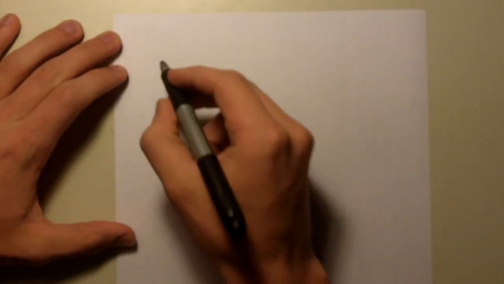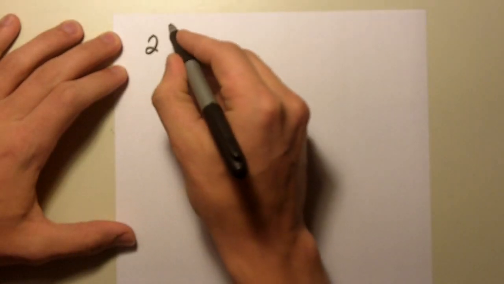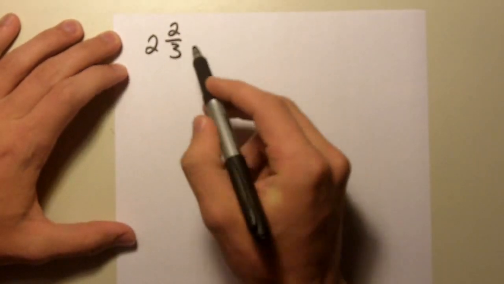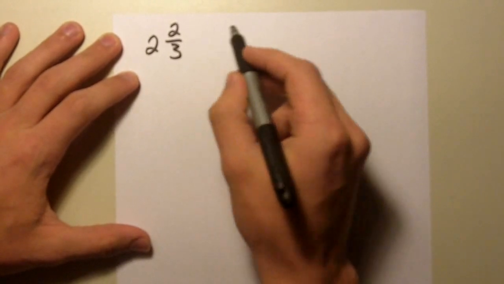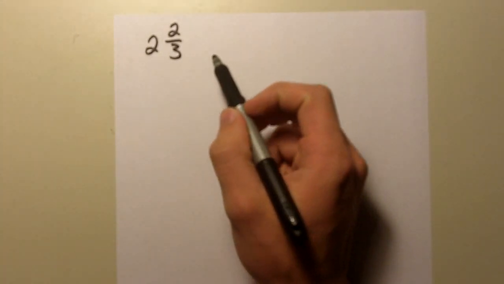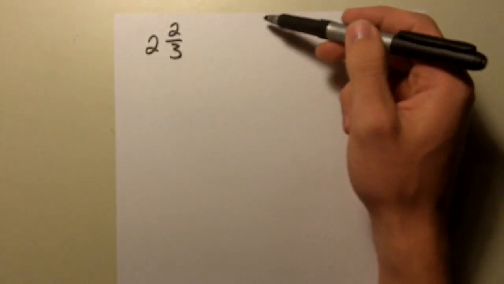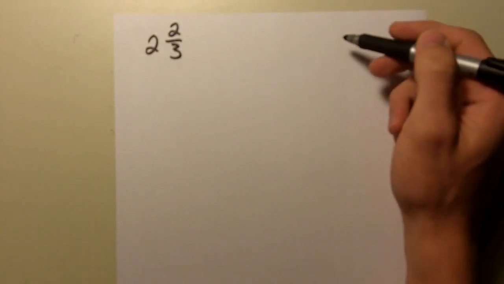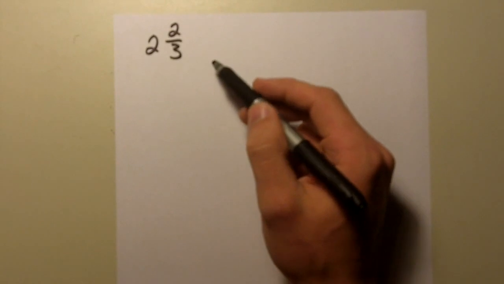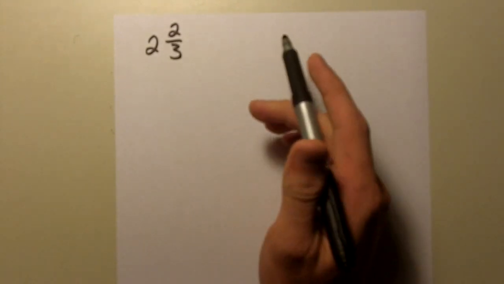Now, say you had a mixed number and you wanted to convert this to get an improper fraction. So what we would do is we just have to work in reverse from working from an improper fraction to changing it to a mixed number. So we were dividing before, and now we're going to be multiplying and adding a bit.